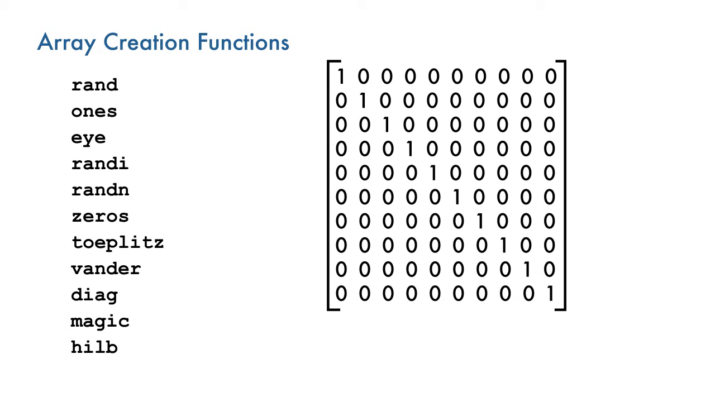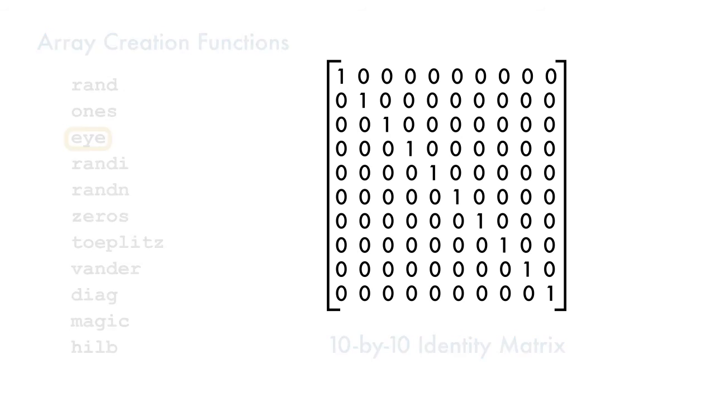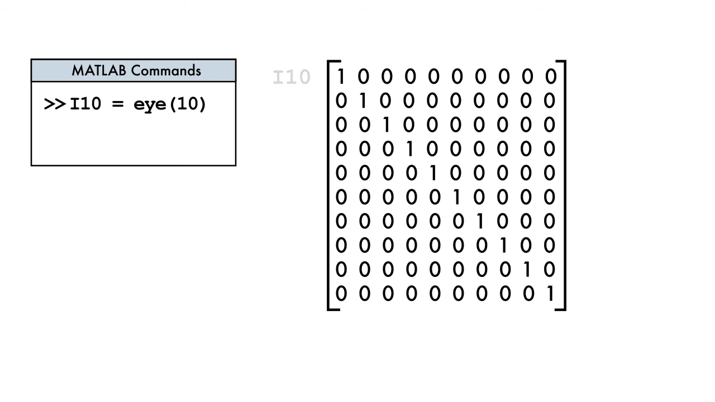You may recognize the matrix shown as the 10 by 10 identity matrix. MATLAB has an array creation function called the eye function that returns an identity matrix as output. We can use the eye function as in this command. Since identity matrices have the same number of rows and columns, the single input to the eye function specifies the number of rows and number of columns.